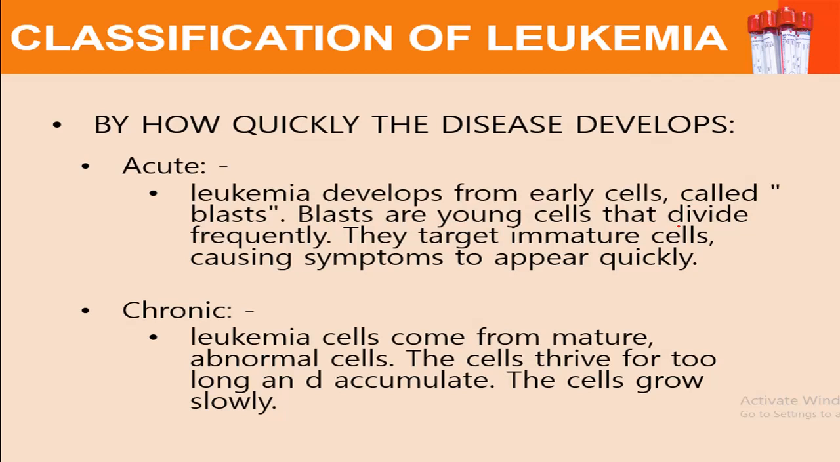Okay? So there are classifications of leukemia. First, classifications of leukemia according to how quickly the disease developed. Okay? Either it is an acute leukemia or a chronic leukemia. Pag acute leukemia, the leukemia develops from early cells, called the blast. Meaning, sa maturation of the cells ay sa first stage of maturation, nagkaroon ng halt or stop of maturation. So, nandun na lang yung maturational stage of the cell and then mag-proliferate pa siya. Okay. Ang chronic naman, chronic leukemia is leukemia cells come from mature abnormal cells. The cells thrive for too long and they accumulate. Okay, the cells grow slowly.